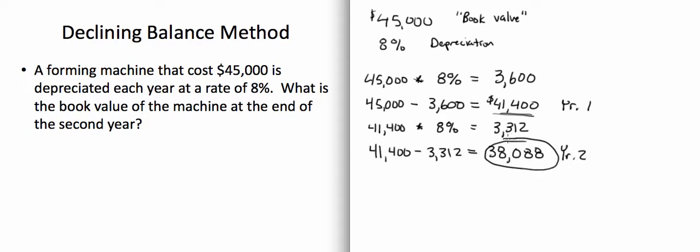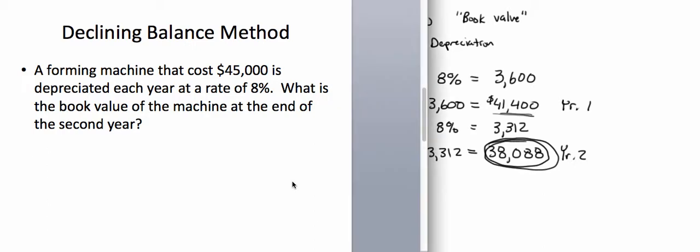This would be the answer that we're looking for right now because they ask for the value at the end of the second year. If we needed to find a third year, we would put 38,088 here, multiply it by 8%, and continue through the pattern and so forth. All right. So that is the declining balance method.